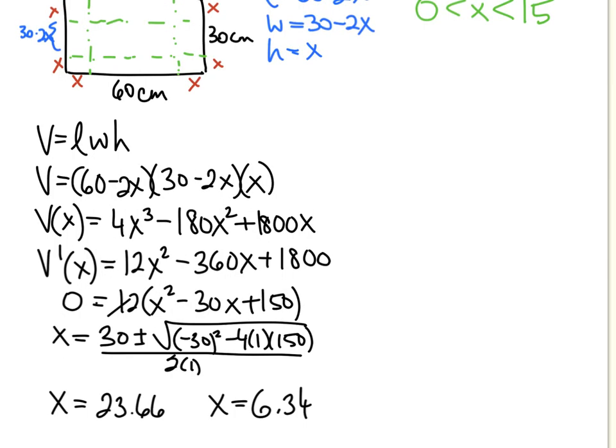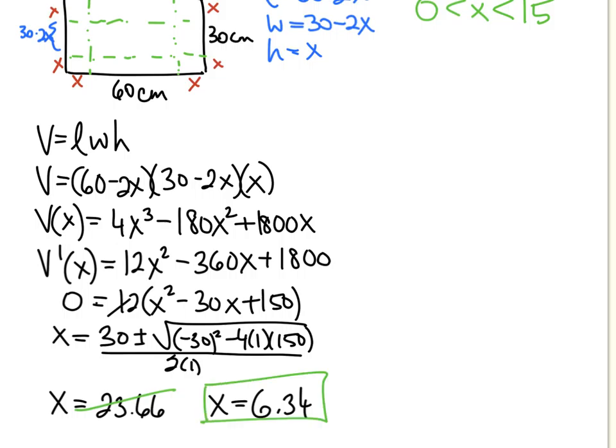Okay, so now just looking back, we want to compare these values and make sure that they fit into our interval, so into our range. If you notice that 23.66 is not between 0 and 15, so we're going to reject this answer, and we're going to keep 6.34 because that fits.